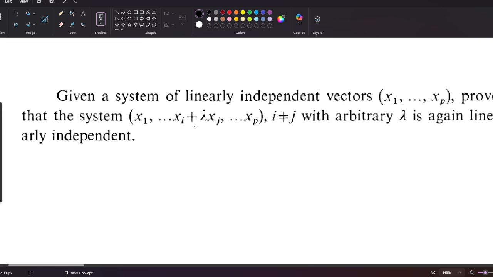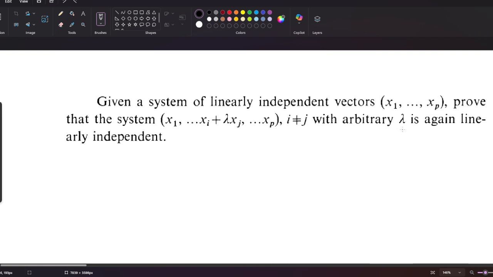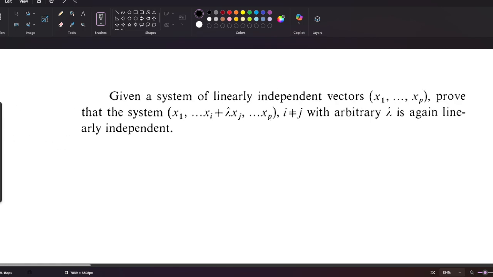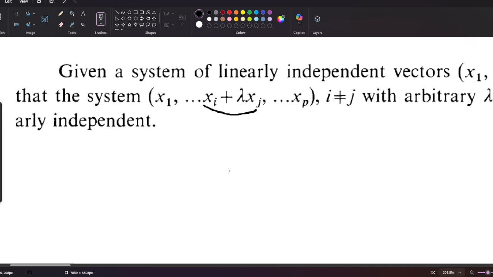independent vectors and add lambda xj to one of the elements with index that's not j, where lambda is arbitrary, we have to prove that it's still going to remain linearly independent. So the thing is, since this is linearly independent, if we were to remove this element, this would for sure be linearly independent. But we have this pesky element over here, which is problematic for us.